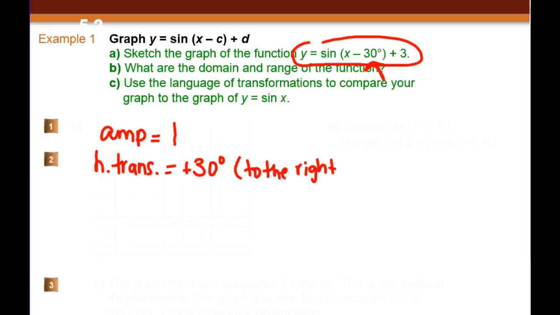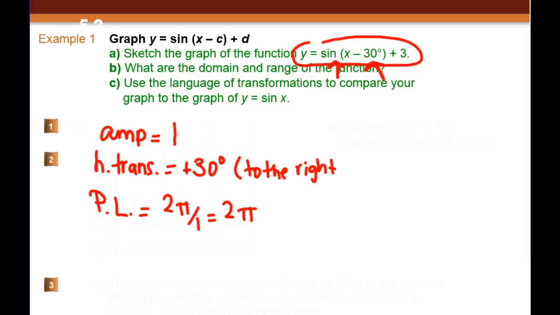What about the period length? The period length would show something right between the sine and the bracket. So what is our B value there if there's nothing? It would be 1, right? So our period length is 2 pi over 1, which is just 2 pi. So there's really no horizontal compression or stretch that goes on there, right?